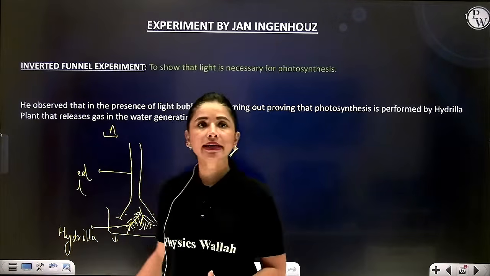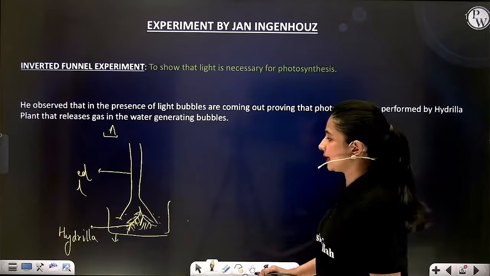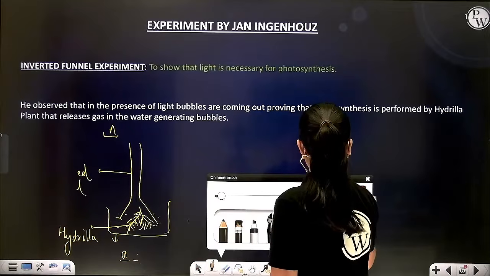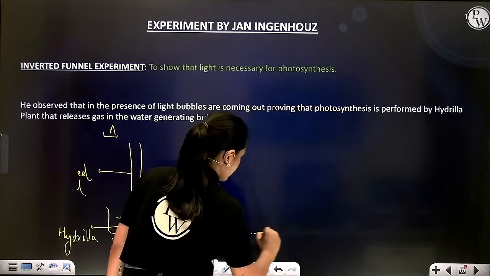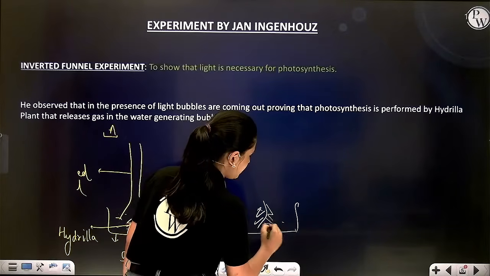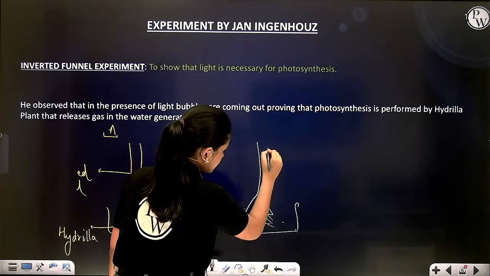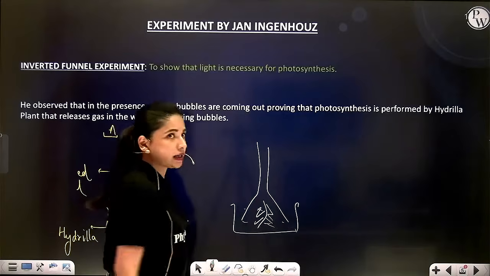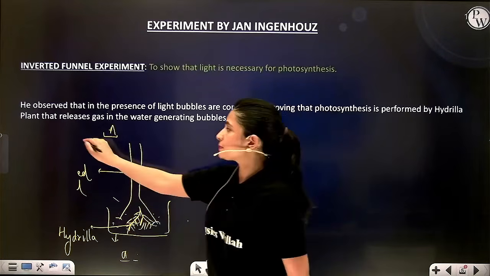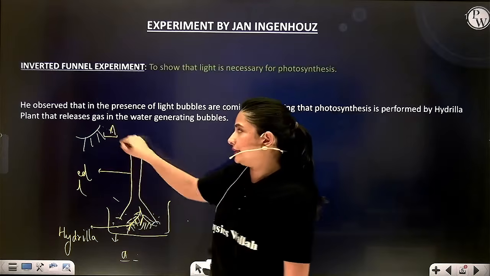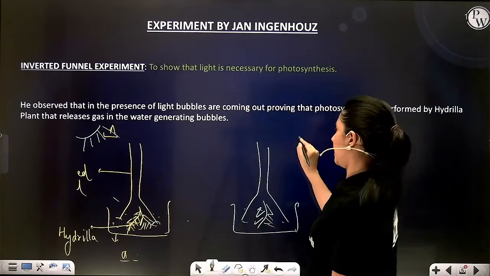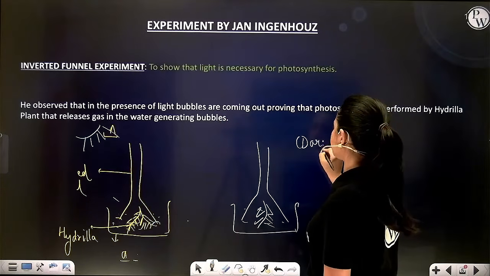Similarly, he made one more setup. So this is the A setup, for example. Now second is the B setup. Same: a beaker full of water, a hydrilla plant kept inside, covered with an inverted funnel. Now what is the difference? In the A setup, he kept it under sunlight, whereas the B setup was completely kept in darkness.